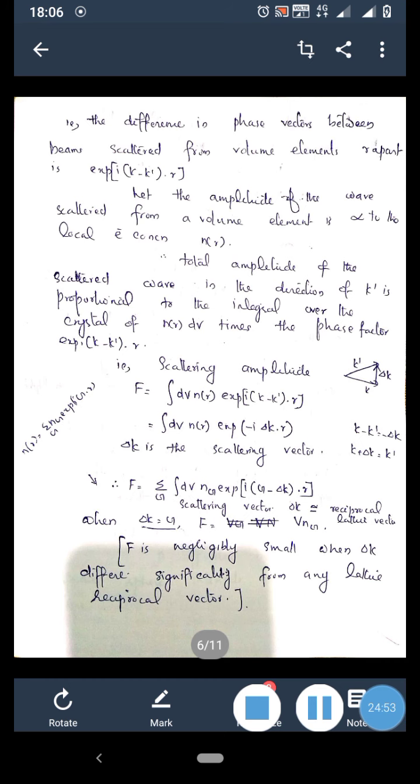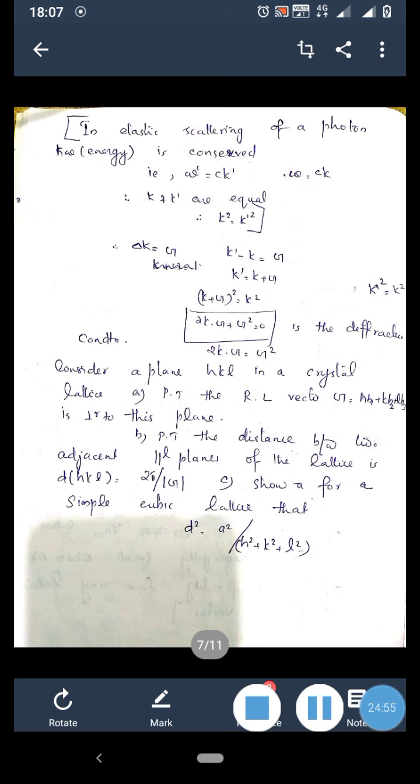Now k minus k' is equal to delta k equal to G, which means k' is equal to k plus G, so (k plus G) squared will be equal to k squared. Suppose you expand this: 2k dot G plus k squared plus G squared. Then you can cancel k squared from both sides. The remaining expression becomes 2k dot G plus G squared is equal to 0, which is the diffraction condition, or 2k dot G is equal to G squared, the diffraction condition in terms of reciprocal lattice vectors.